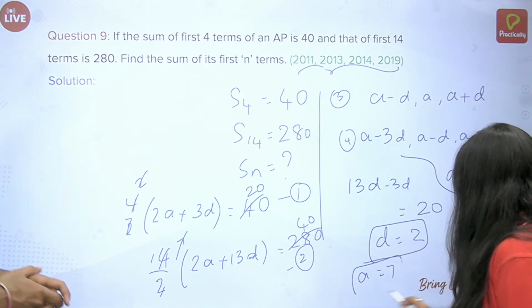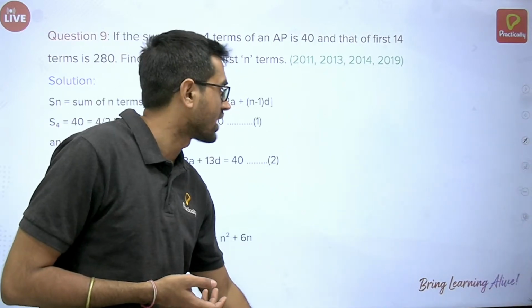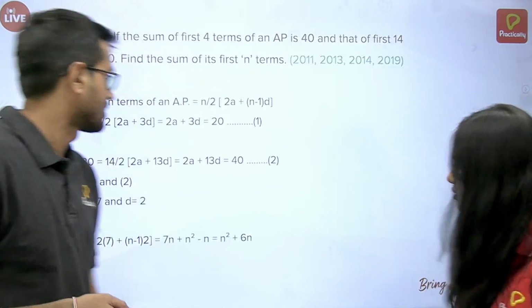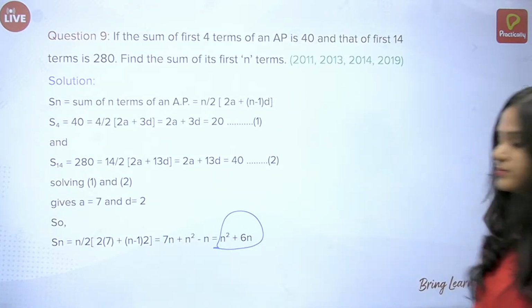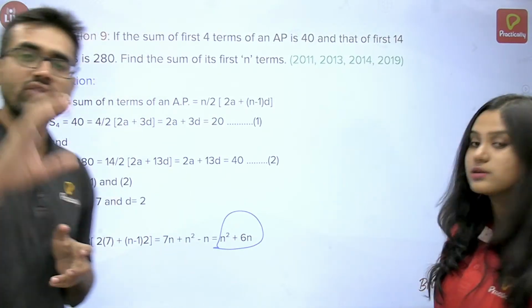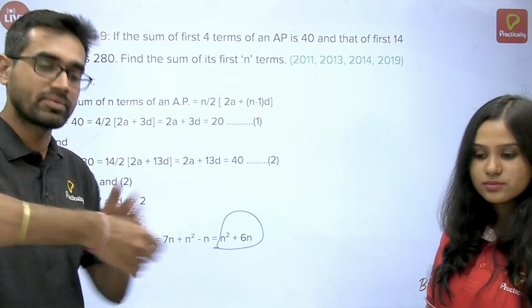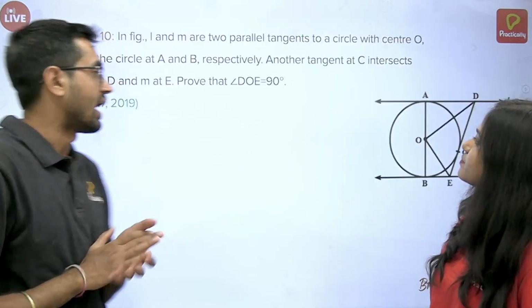Now put this in Sm. Sn will just give us the formula. So maybe we'll get it by equation 2 only. So we will just put the value of a and d and we'll get it. It's very simple. We are not going to waste much of your time. We'll give you the idea, we'll revise the concept so that you can go in the exam and do it. And then you can practice on your own.